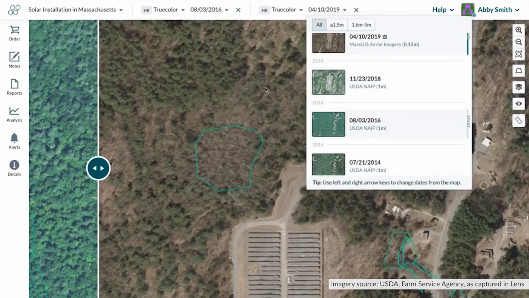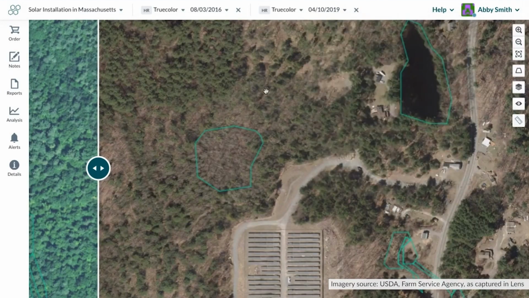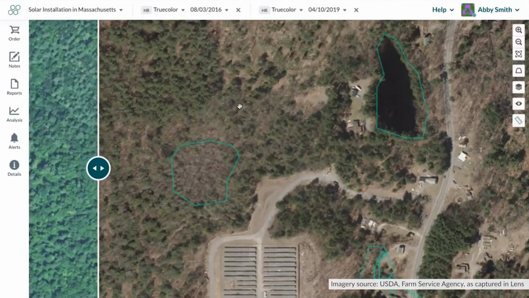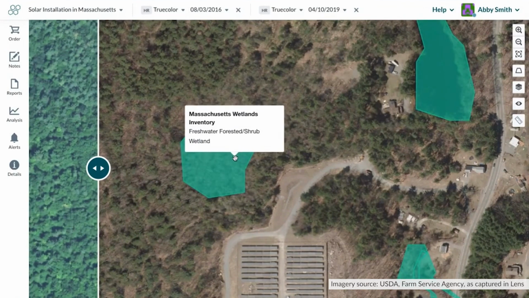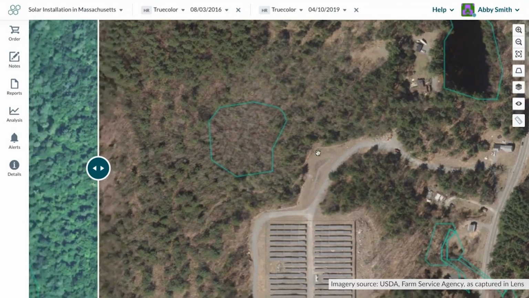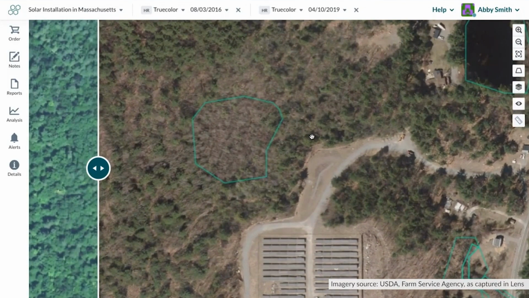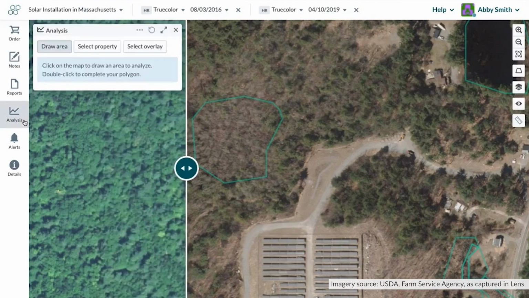Let me pull up the 2019 MassGIS aerial imagery. This is a great data source, and it shows us the spring period where I would expect to see water on the ground. But again, we don't see anything for this freshwater forested shrub wetland. So that leads me to think that this wetland may have been present when the dataset was created, but is no longer present.